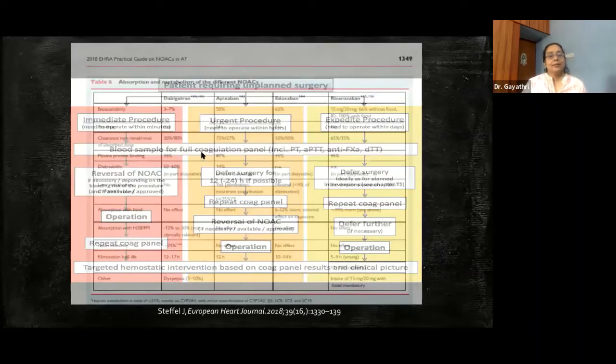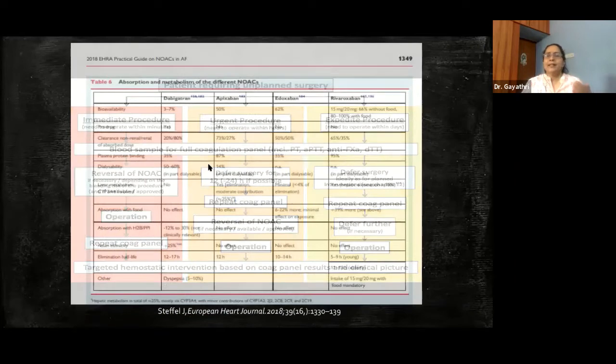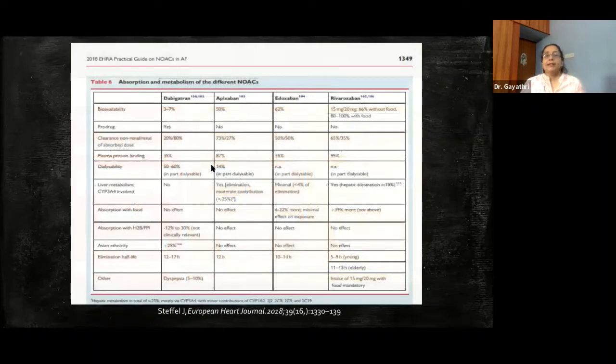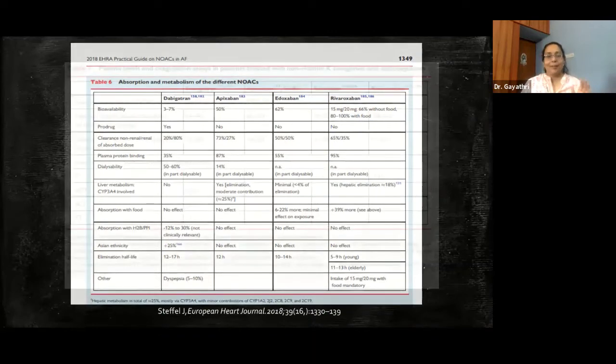Now, this is, again, a little bit in detail. We are going to see the 4 commonly used oral anticoagulants: dabigatran, apixaban, edoxaban, and rivaroxaban. What I want you all to see is the elimination half-life. Almost all these drugs have a very short elimination half-life, around 12 to 17 hours when compared to warfarin. This one is around 12 hours, this is 10 to 14 hours, and rivaroxaban is just 5 to 9 hours. That means they're very easily eliminated from our system.